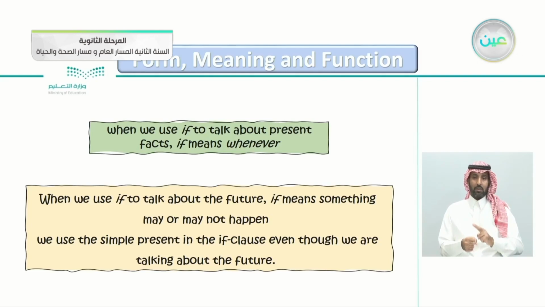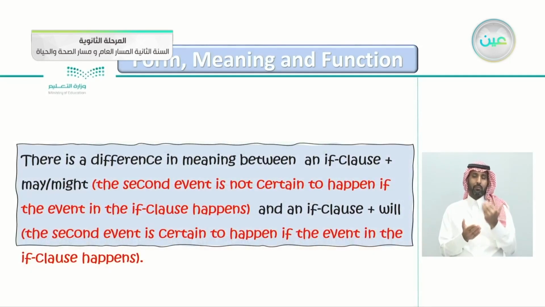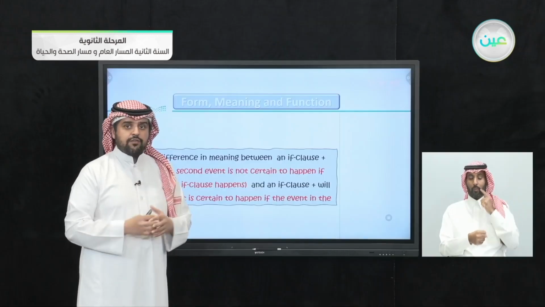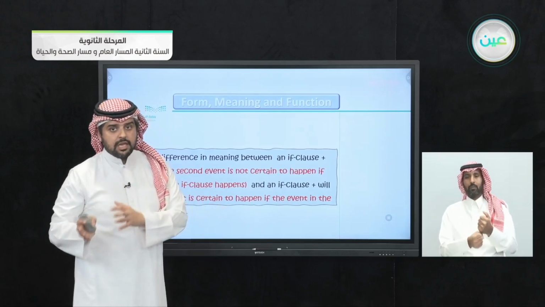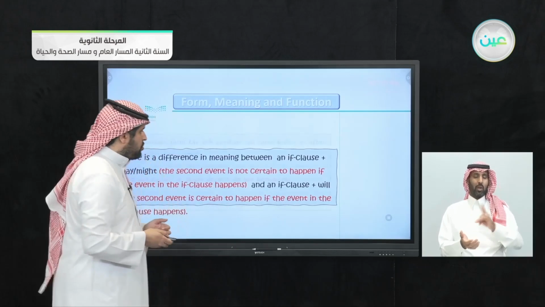When you use the simple present in the if clause, even though we are talking about the future, of course, this is mentioned before. There is a difference in meaning between an if clause plus may and might. The second event is not certain to happen if the event in the if clause happens. And if plus the clause and will, the second event is certain to happen. As mentioned before, when in the result clause we say will, we know that this is what's going to happen. If you say may or might, we are not sure.